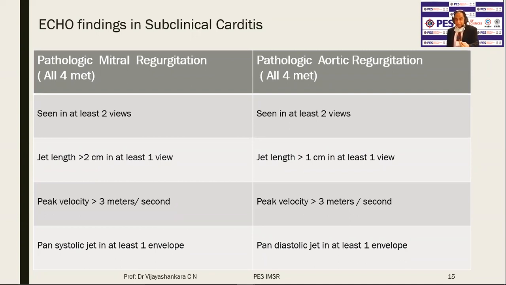Whereas in aortic regurgitation, the difference is a pandiastolic jet. It's a diastolic murmur in aortic regurgitation, not a systolic murmur, whereas in mitral regurgitation it is a systolic murmur which you hear.